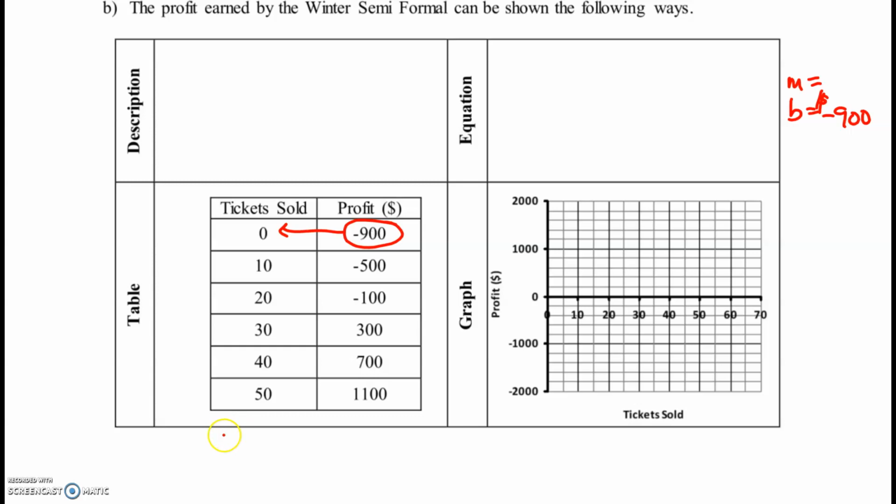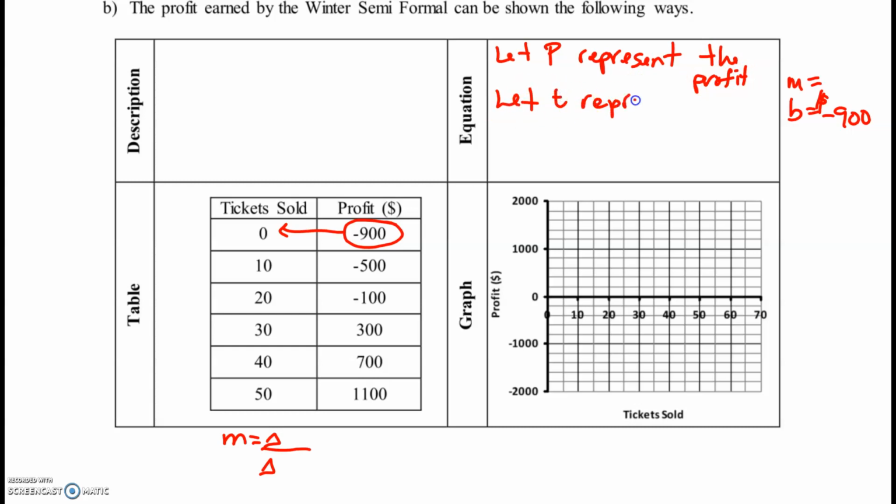All right, let's go ahead and see how much it is per ticket. So we're going to do M equals, I'm going to go delta Y over delta X. Now I need a letter to represent Y since it's a real life situation. So I need a let statement. So I'll let P represent the profit. And we'll let T represent tickets sold. Okay, so that's delta T, whoops, not delta T, delta P over delta T.